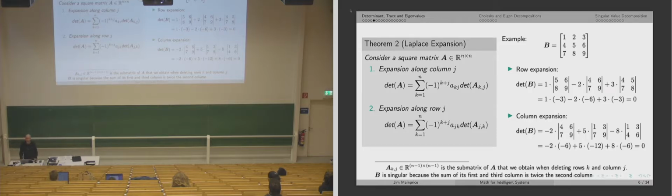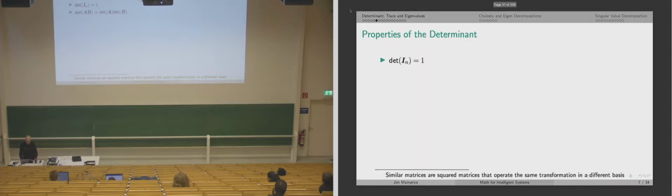Okay, so that's just how to compute the determinant in the general case. So, properties of the determinant. The determinant of the identity is just 1. The determinant of the product of matrices is the product of the determinants. The determinant of the transpose is the determinant of the original matrix. The determinant of the inverse is the reciprocal of the determinant.